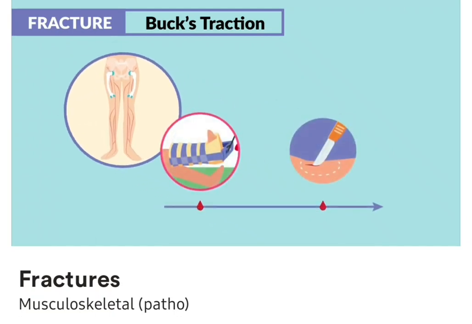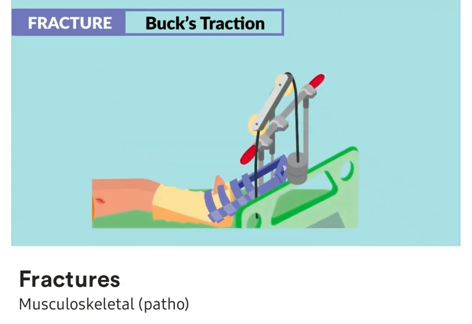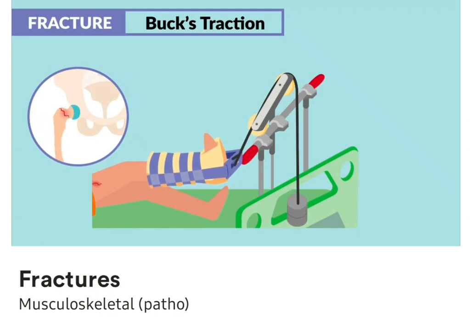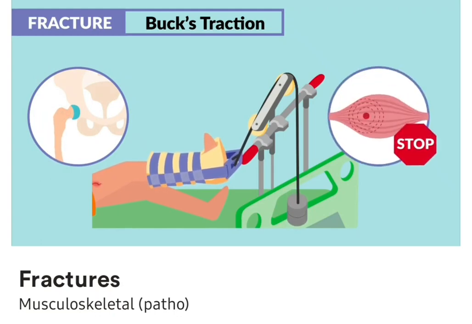So this traction pulls back into place the bone that's displaced. We put tape directly onto the skin, or we use a pre-made boot to place on the leg, and we use free-hanging weights with pulleys and wheels to just pull that bone back into place and stop the muscle spasms.